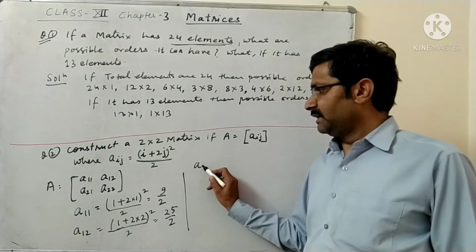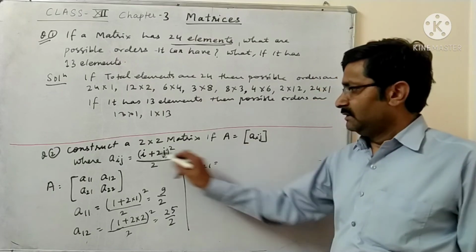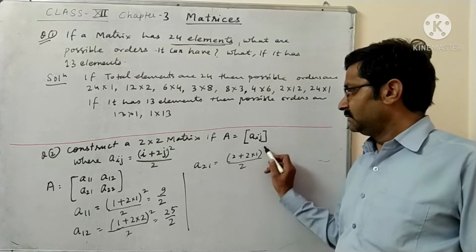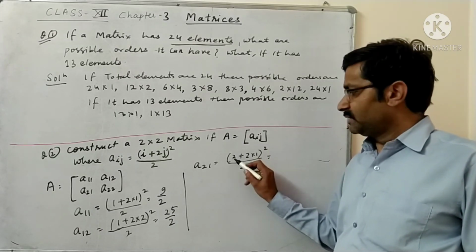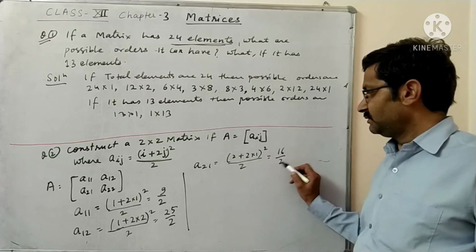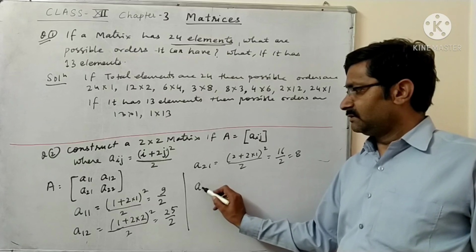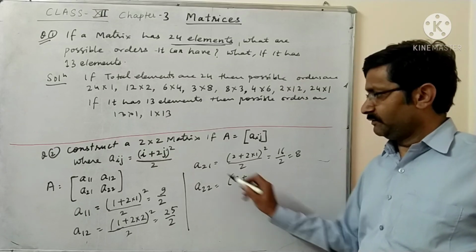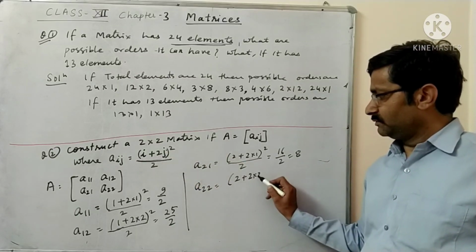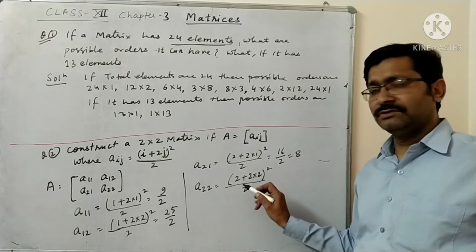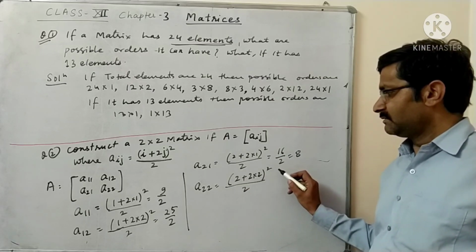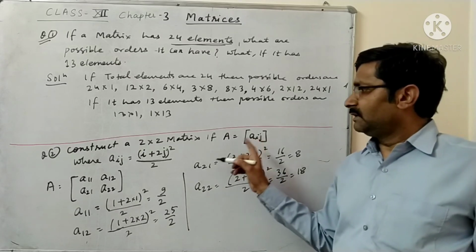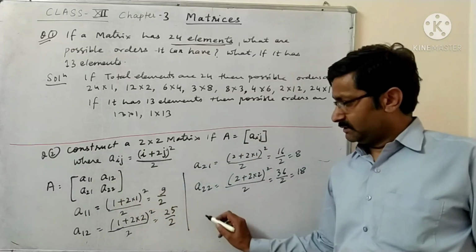In the same way, we find A21. A21 is in place of i we put 2 and in place of j we put 1. So 2 into 1 is 2, 2 plus 2 is 4, 4 square is 16, 16 upon 2 we can write 8. Now A22 means in place of i and j we put here 2 and 2. So 2 into 2 is 4, 4 plus 2 is 6, 6 square is 36 upon 2, means we can write here 18.